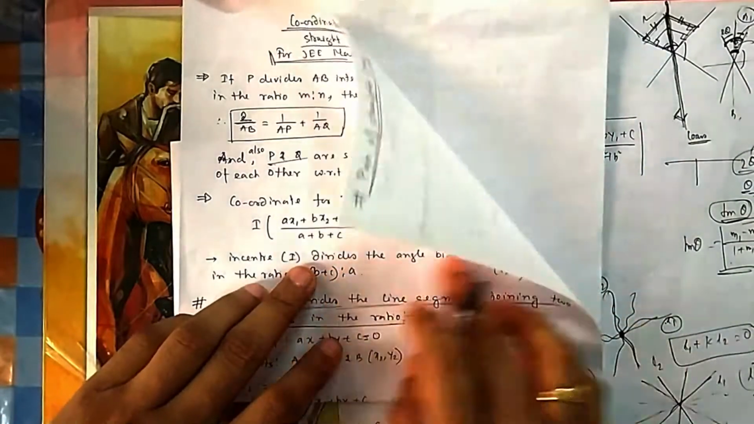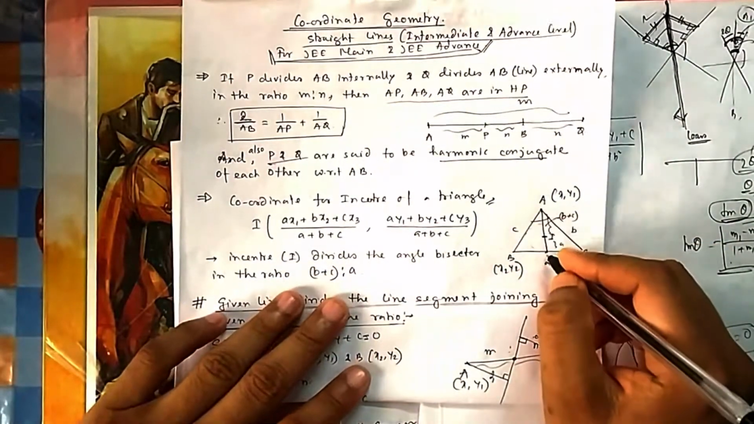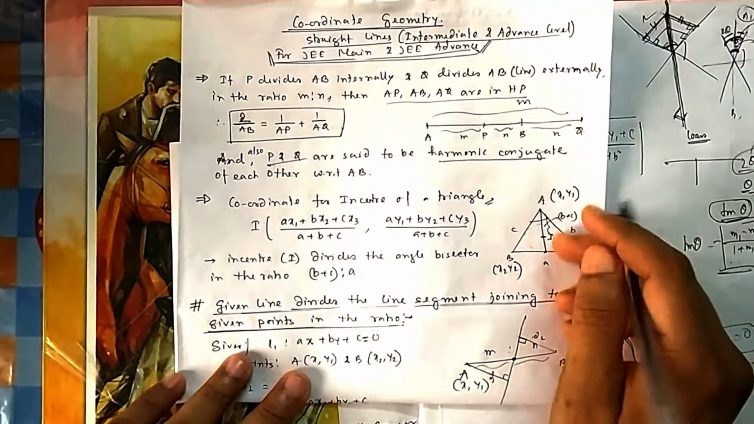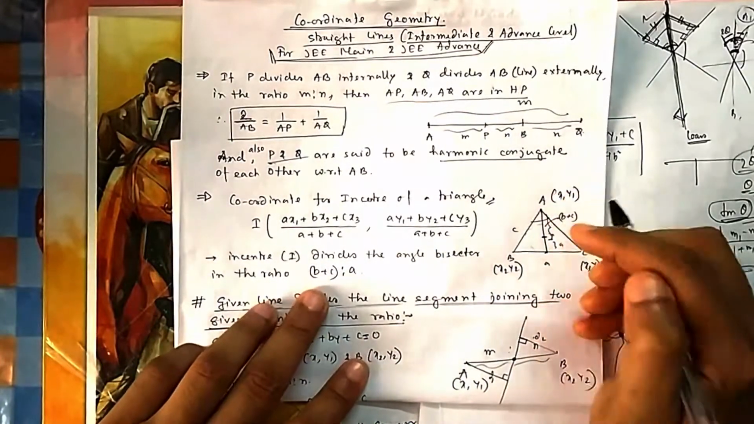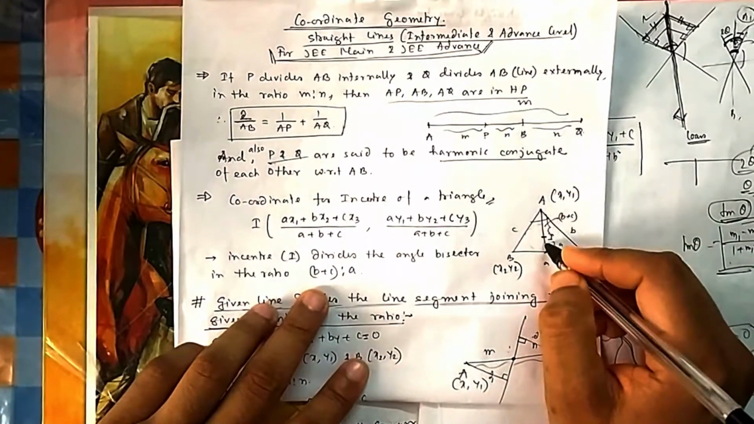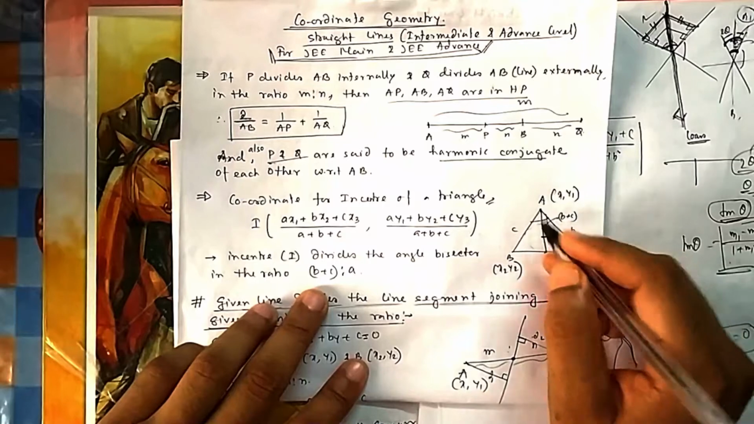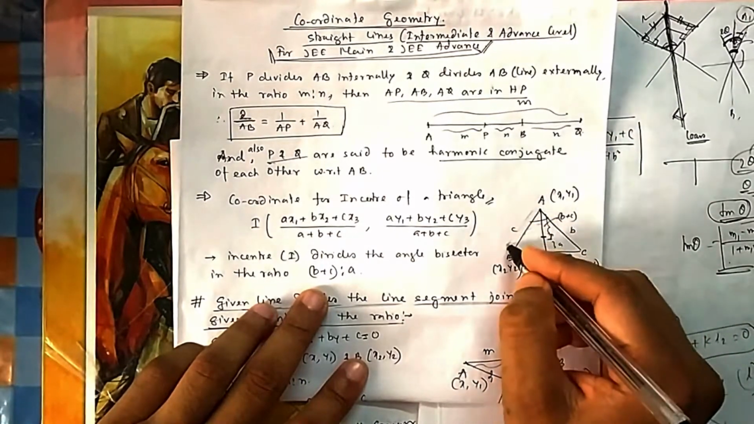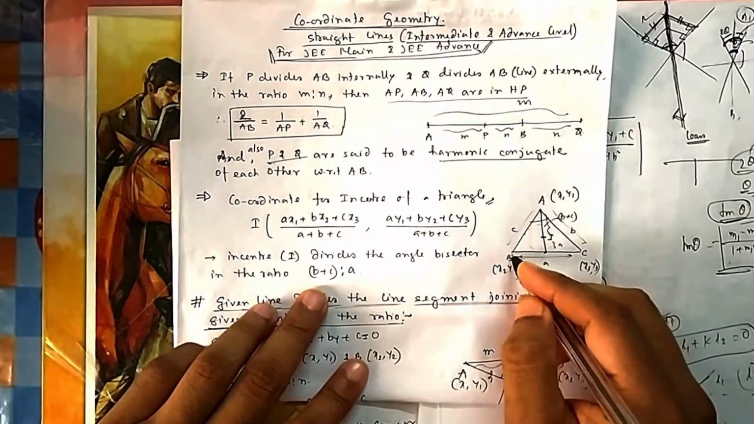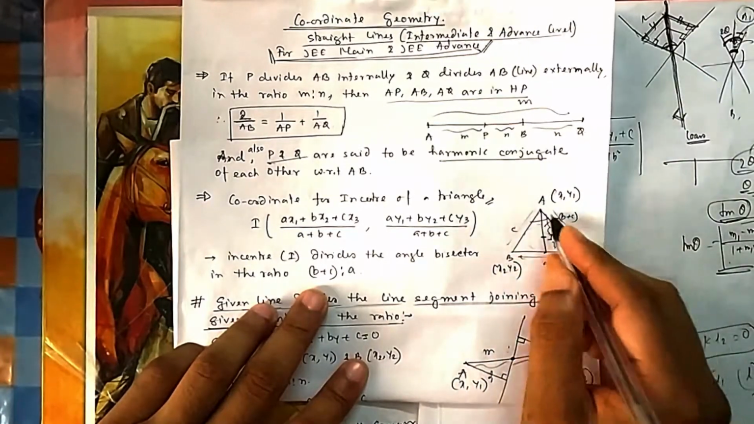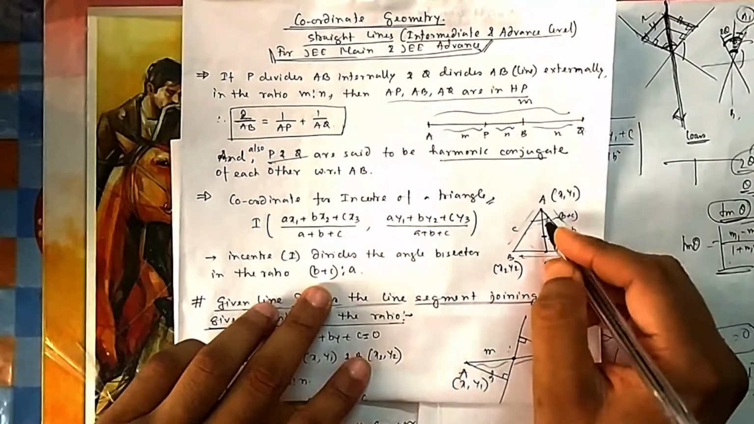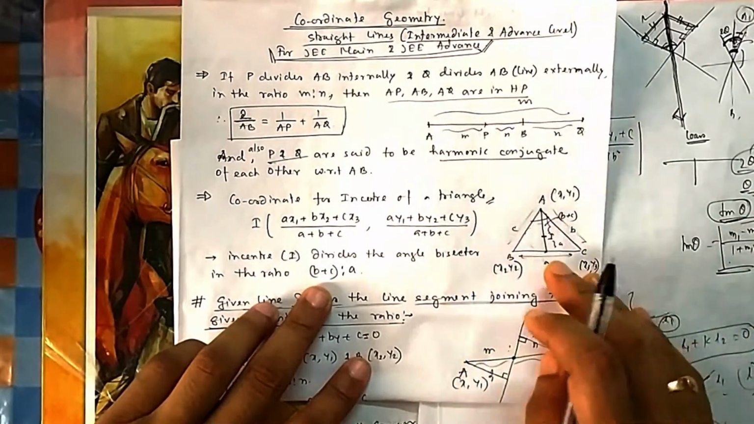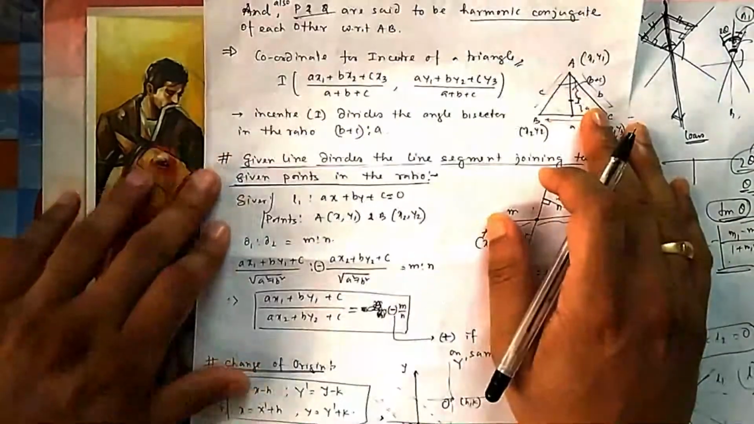One thing you should also remember: I divides the angle bisector in what ratio? You know the centroid divides the median in 2:1 ratio. The in center divides the angle bisector in the ratio B plus C is to A. A is this length, C is this length, B is this length. Similarly you can do for the others, that will be A plus C is to B. I am writing it for one; you can similarly apply to the others. So it is B plus C is to A. Now what is next?